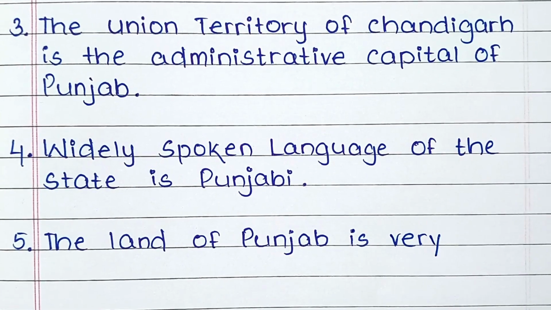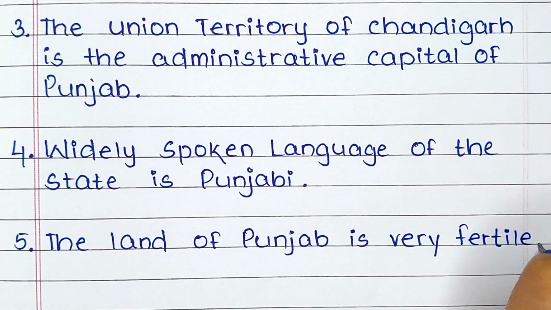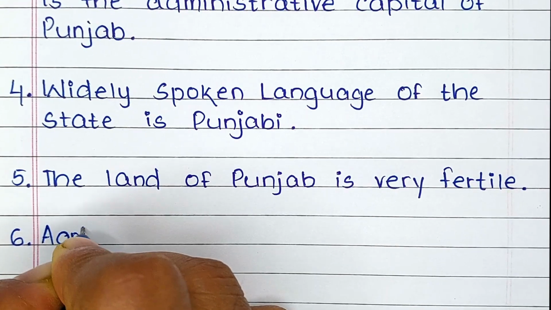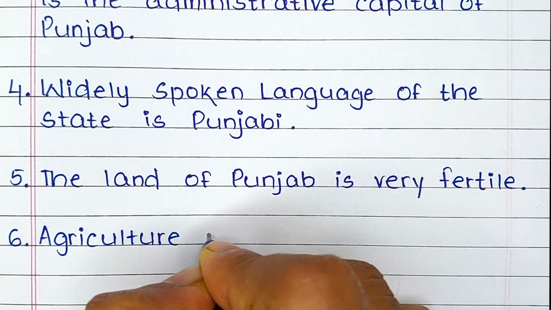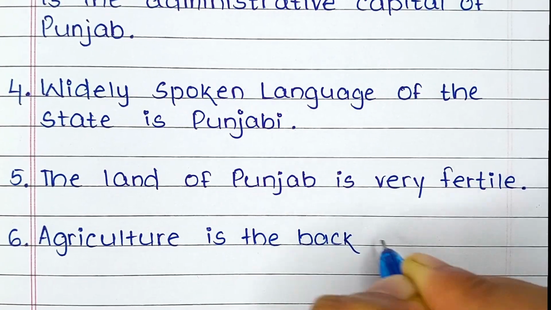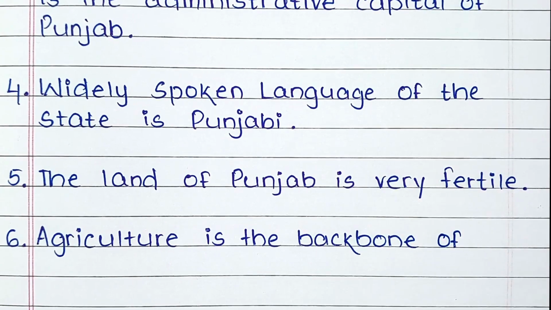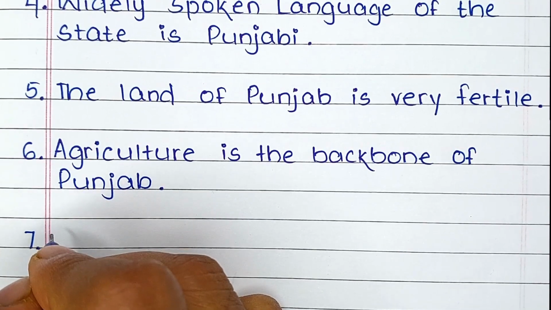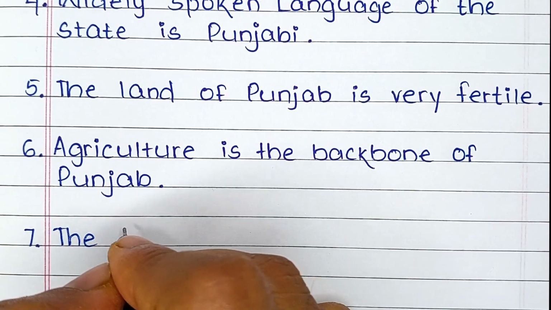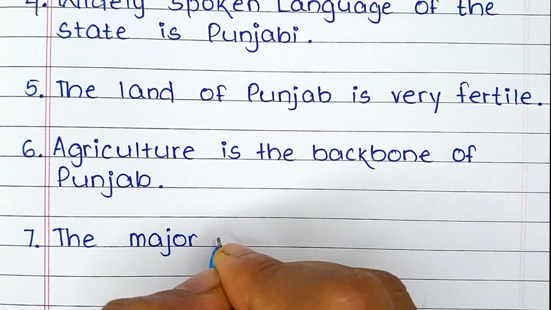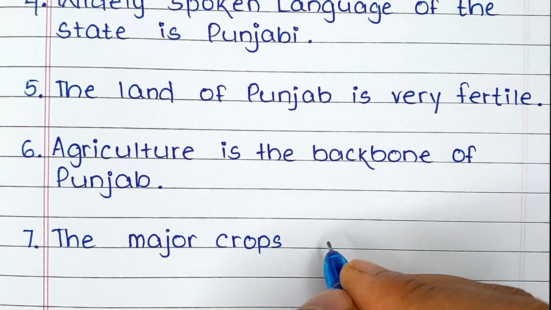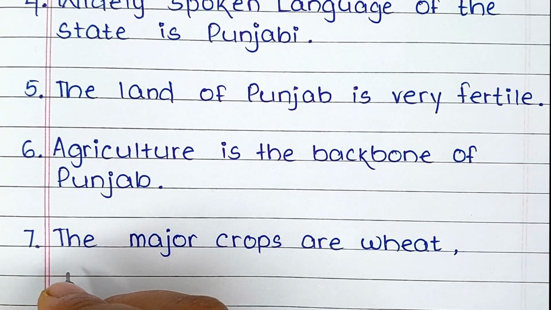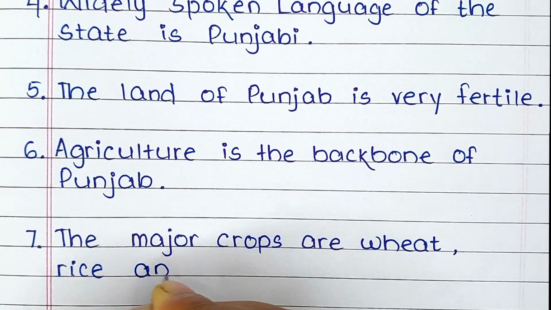Line number 5 is, the land of Punjab is very fertile. Next line, agriculture is the backbone of Punjab. The next line is, the major crops are wheat, rice, and cotton.